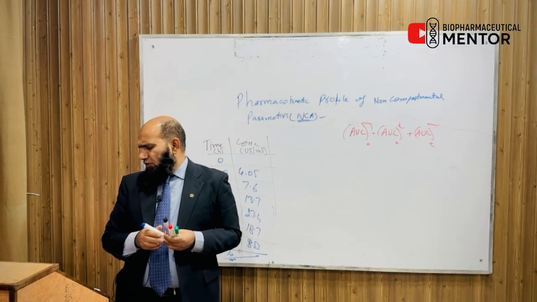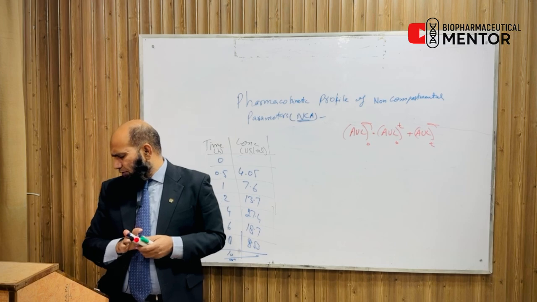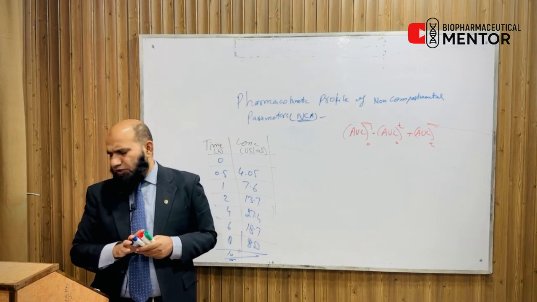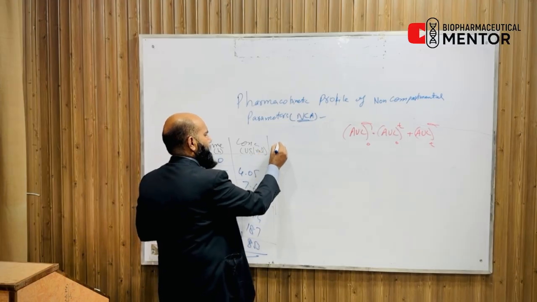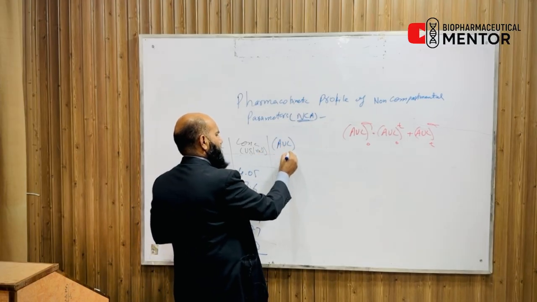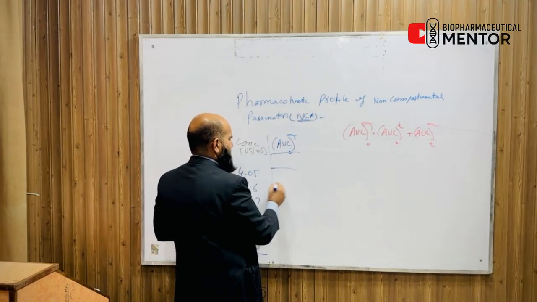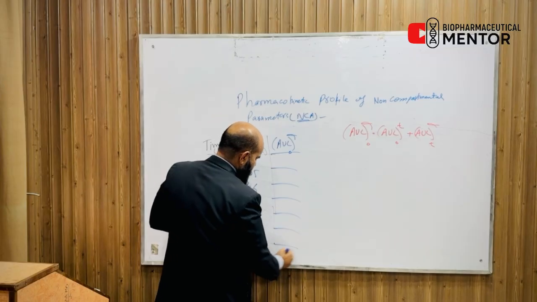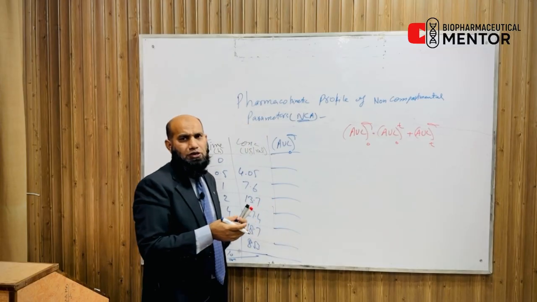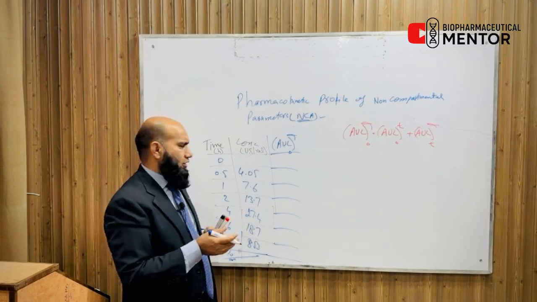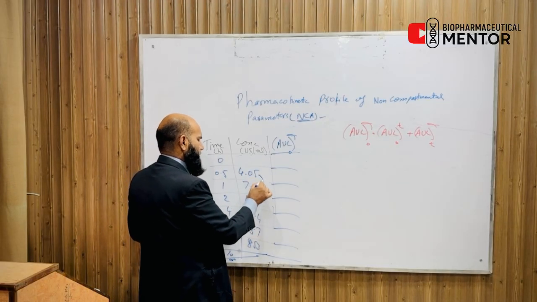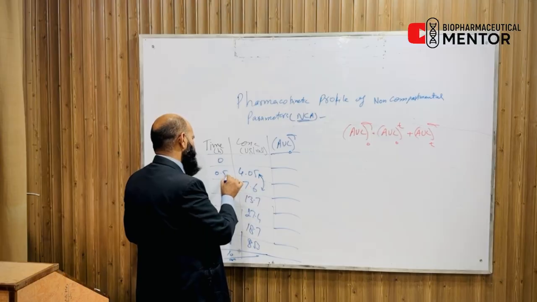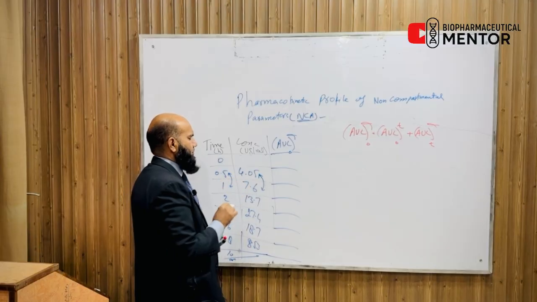Now our target is to calculate the clearance of the drug, and for clearance, we have to first calculate AUC 0 to infinity. I will write it in a very simple manner because AUC videos are already available on my channel, and we will calculate the AUC by taking the average of the concentrations and the difference of the time.